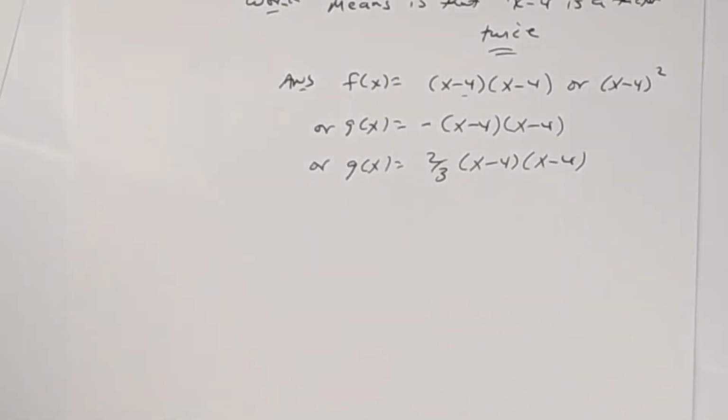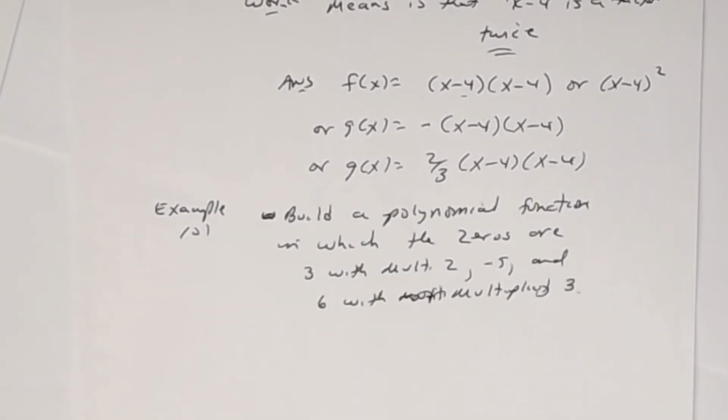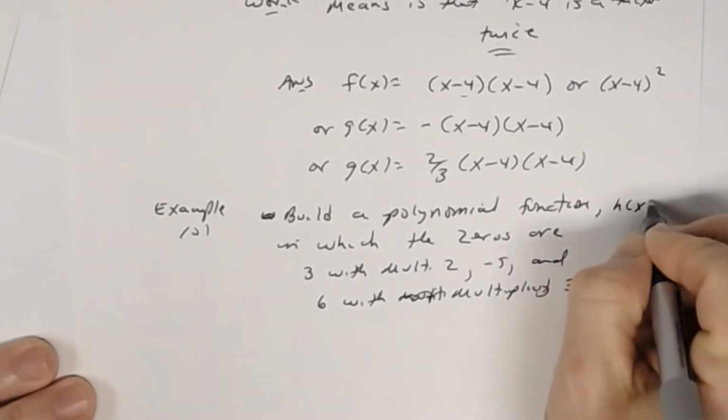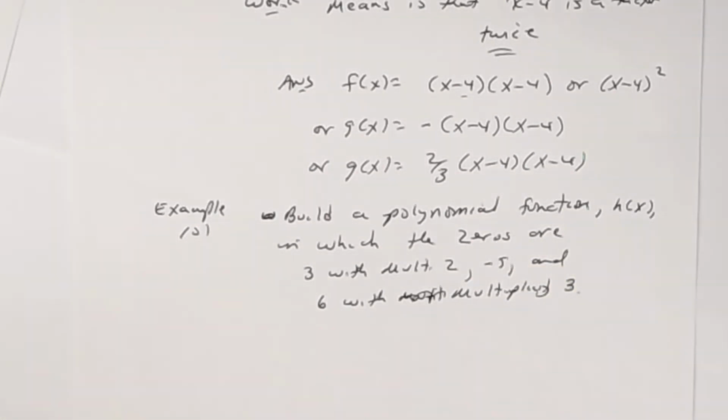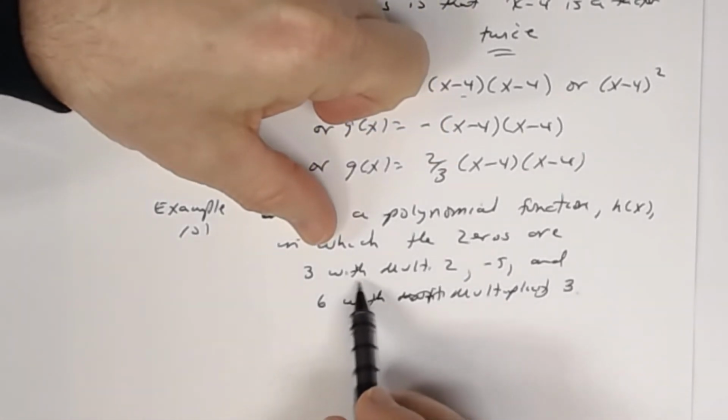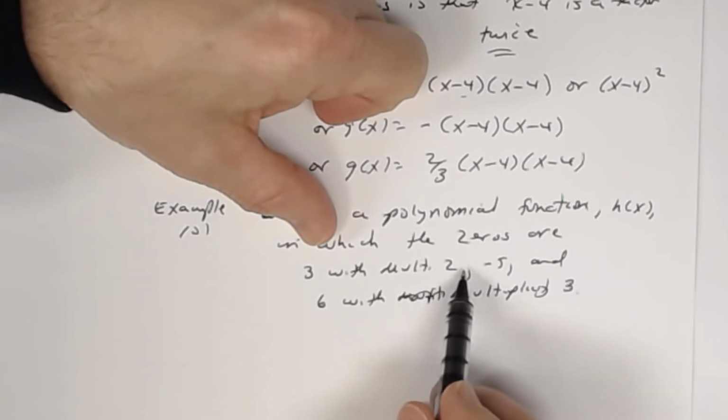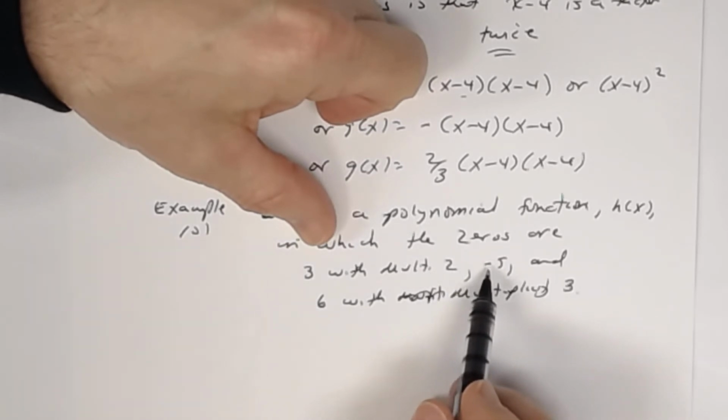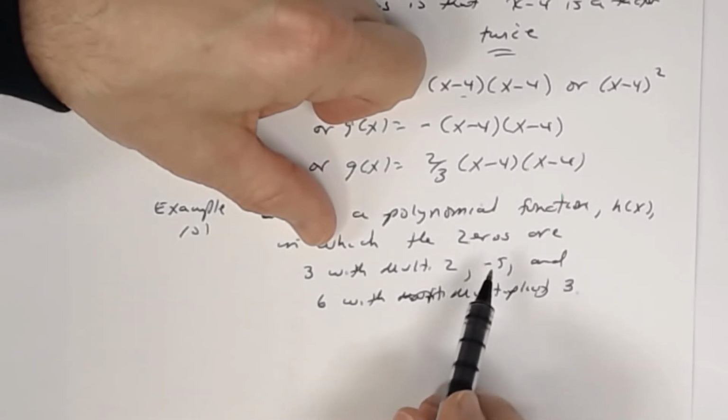Let's look at example 10. All right, let's look at number 10. So remember, build, write is the same thing. So build a polynomial function, and let's call this h of x, in which the zeros are, now be careful, let's read it carefully, in which the zeros are 3 with multiplicity 2, negative 5. Now, if it doesn't indicate the multiplicity, then negative 5 only occurs once. Negative 5 is a 0 once.